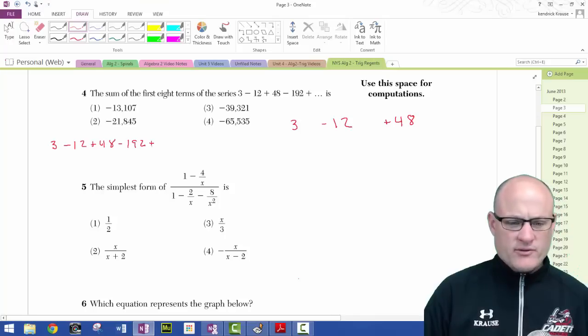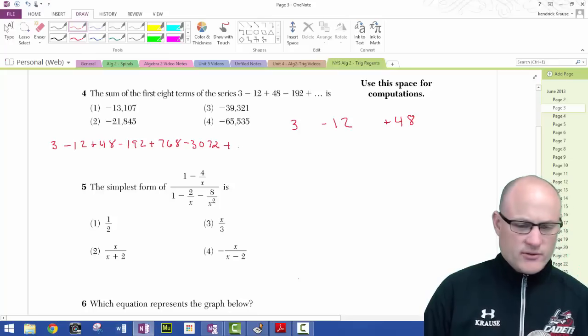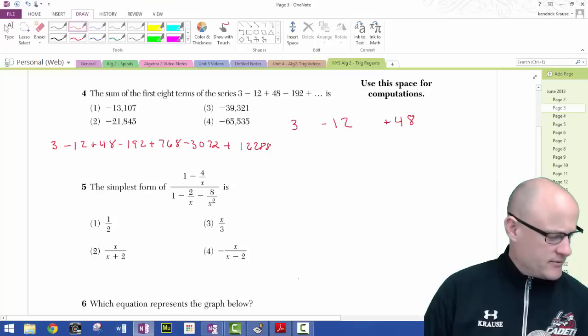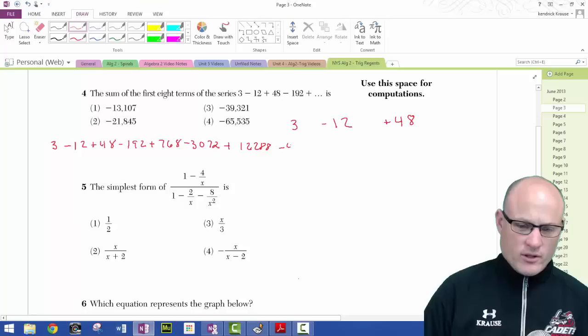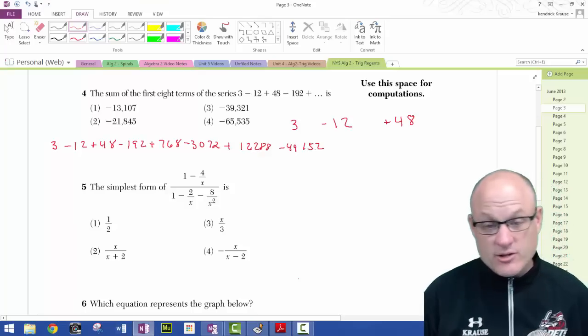I think it's plus 768. Don't hold me on these. I think these are what I have written down. Minus 3072, plus 12,288, minus 49,152. And you could add all those up.